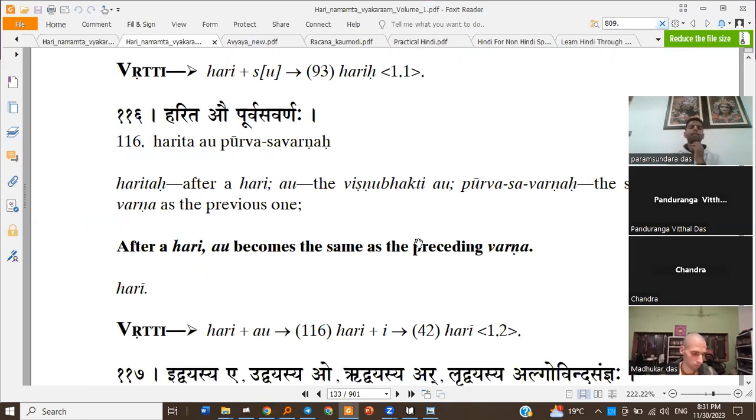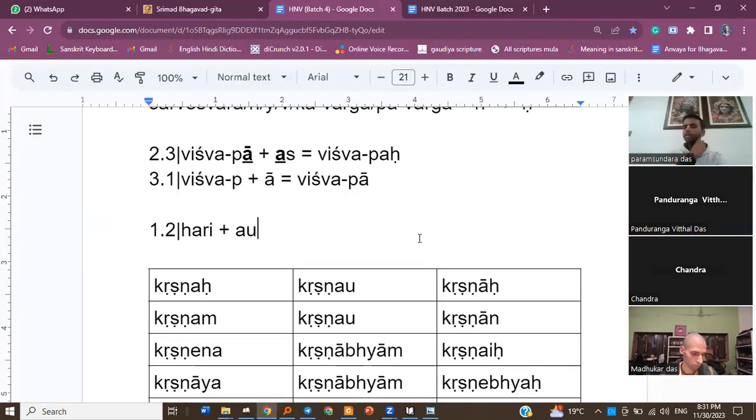After a Hari Shabda, Au becomes the same as the preceding Varna. So this is Au and the preceding Varna is E. So the sutra says that Au will become E Rama, same as the preceding Varna. So Au becomes E, and then the Shavatar Ekatmake Militva Trivikrama, we will get Hari, the Trivikrama, E Rama, Hari. So this is a word ending with Trivikrama E in Dvivachana.